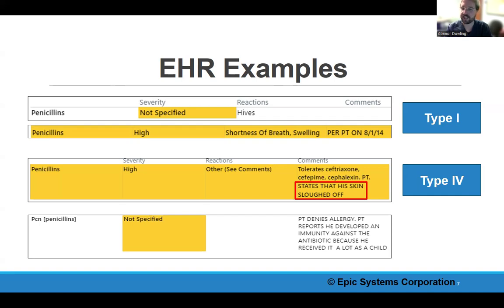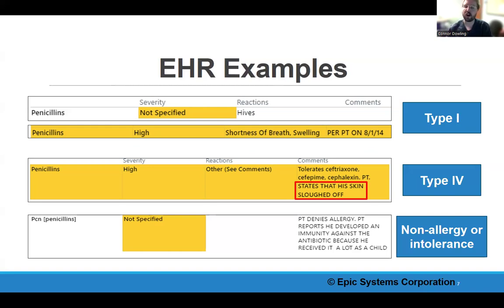Another penicillin allergy, except here the patient just denies that they even have an allergy. He just reports that he developed an immunity against the antibiotic because he received it a lot as a kid. And this is one of those that is kind of a great example of a non-allergy or intolerance.